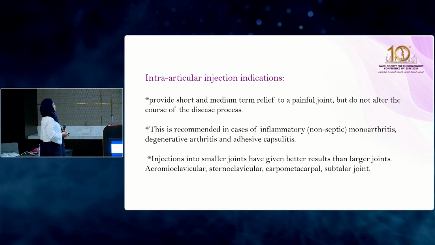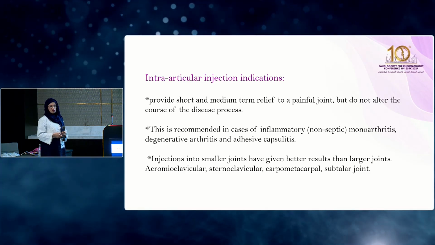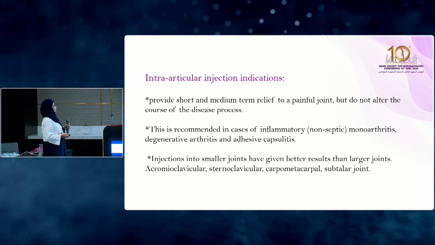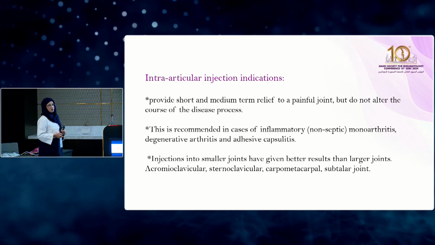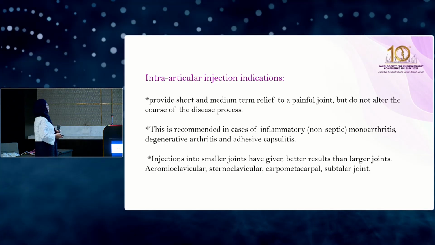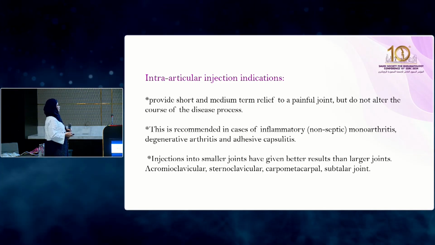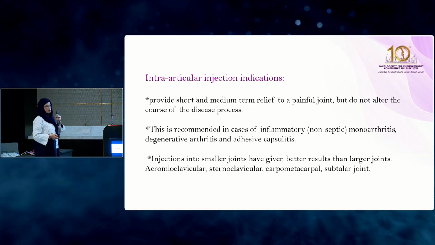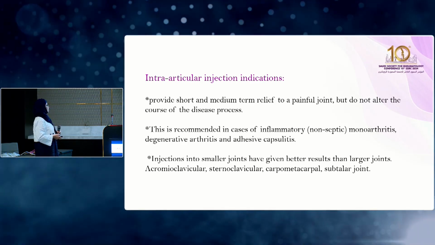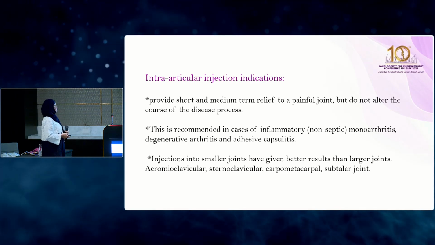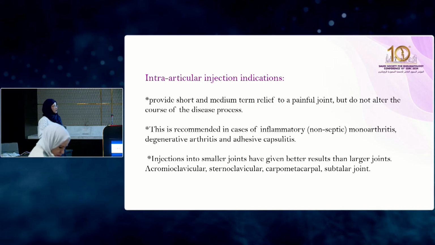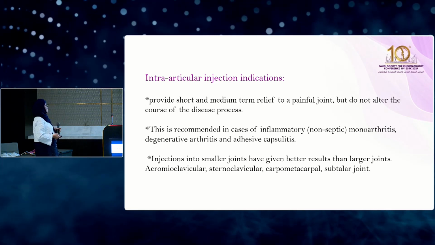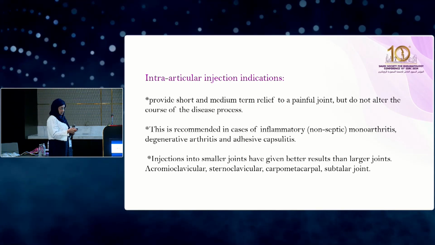So intra-articular injection, what are the indications or the benefits? They provide short to medium-term relief of painful joints, but do not alter the course of the disease, as you know. This is recommended in cases of inflammatory, non-septic, of course, monoarthritis, degenerative joint disease, and adhesive capsulitis. Injection into smaller joints has given better results, as you know, compared to large joints, like the AC joint, sternoclavicular, carpometacarpal, and subtalar.